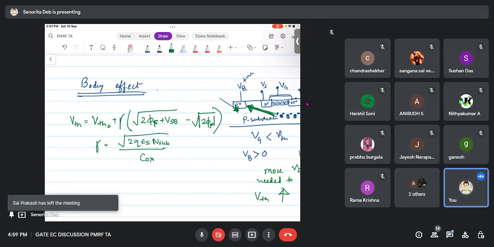Okay, but if it is a straightforward thing, a numerical answer type, you should go with it and apply your concept and do it. Okay, so the body effect is also called the backgate effect. Okay, it is also called the backgate effect. So till here, is it fine?